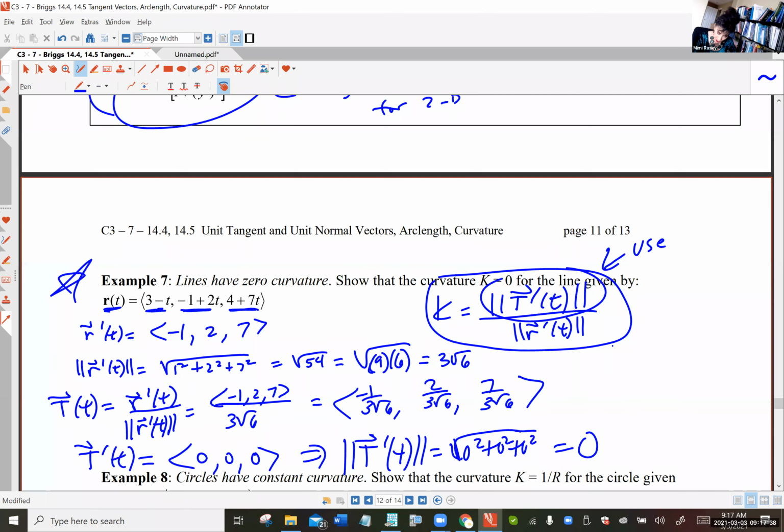And so now when you put this all together, K is going to be the magnitude of T prime, 0, over speed, which we got is 3 square root of 6. I hope you get that that really is a 0. And that's exactly what should happen. And so the formula works, and we win the game.